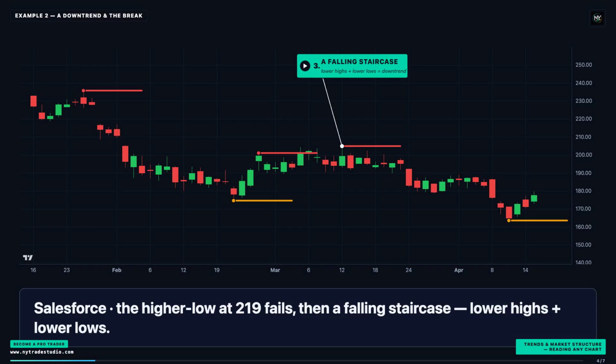And here is the practical gold. The trader who knew that higher low at 219 was the line in the sand got the earliest warning to stop buying and protect profits. The trader who ignored structure kept buying every dip all the way down.